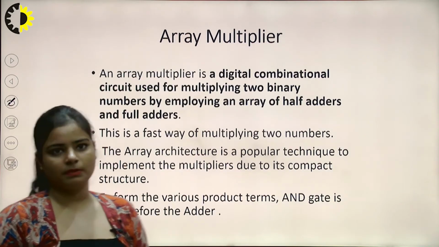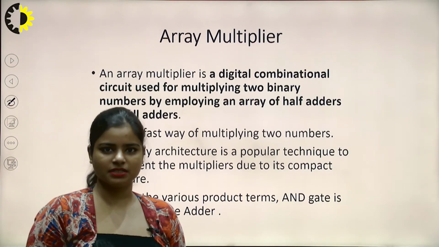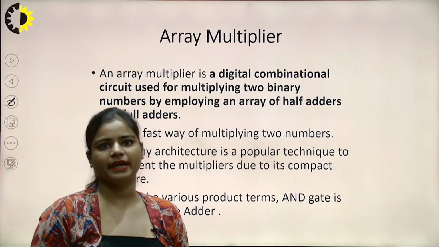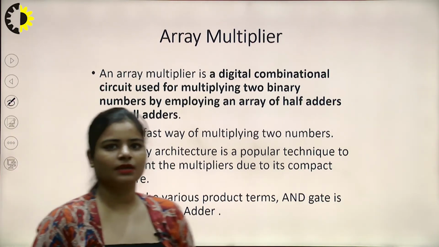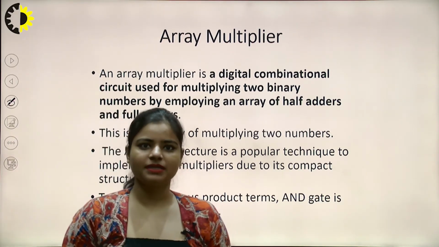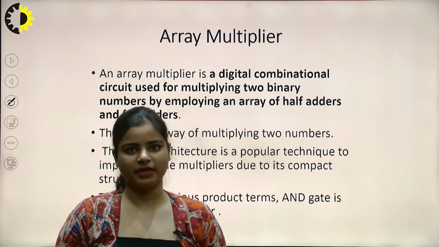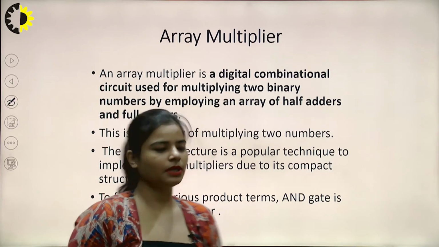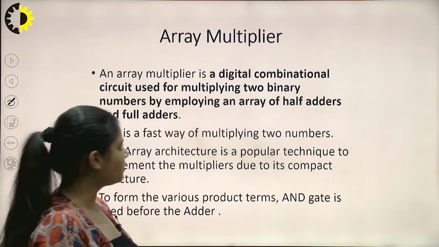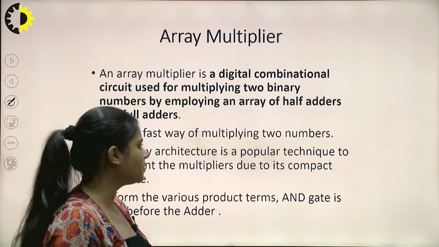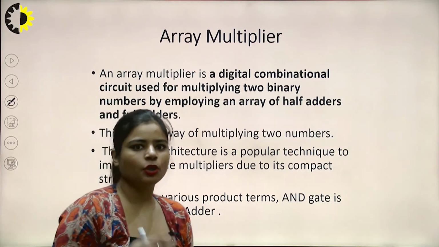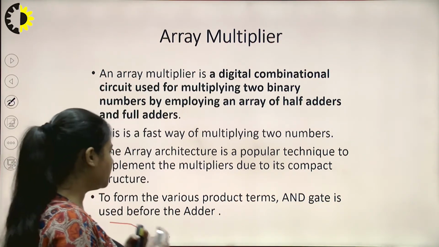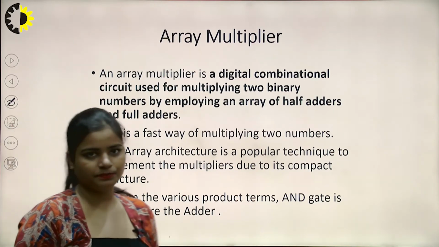Let's come to the array multiplier. An array multiplier is a digital combinational circuit used for multiplying two binary numbers by employing an array of half adders and full adders. This is a very fast way of multiplying two numbers. The array architecture is a popular technique to implement the multiplier due to its compact structure. To form the various product terms, we use AND gates and some adders.